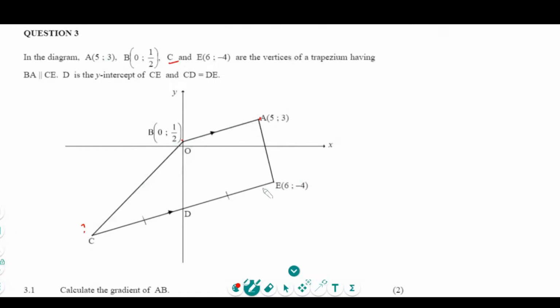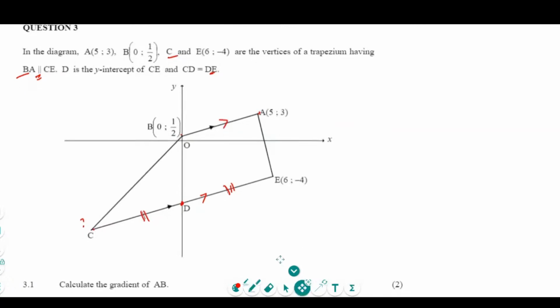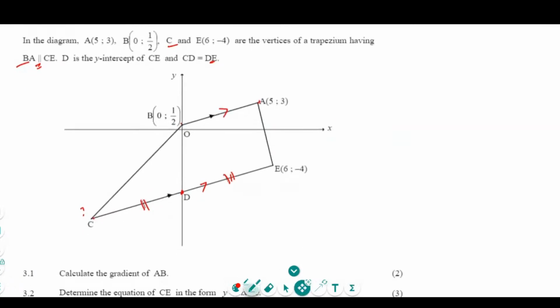Okay. BA is parallel to CE. And then D is the y-intercept of CE. And then they are telling us that CD, from C to D, is the same as D to E. What does this mean? It means that D is a midpoint. All right. Then 3.1, they want us to determine the gradient of AB.